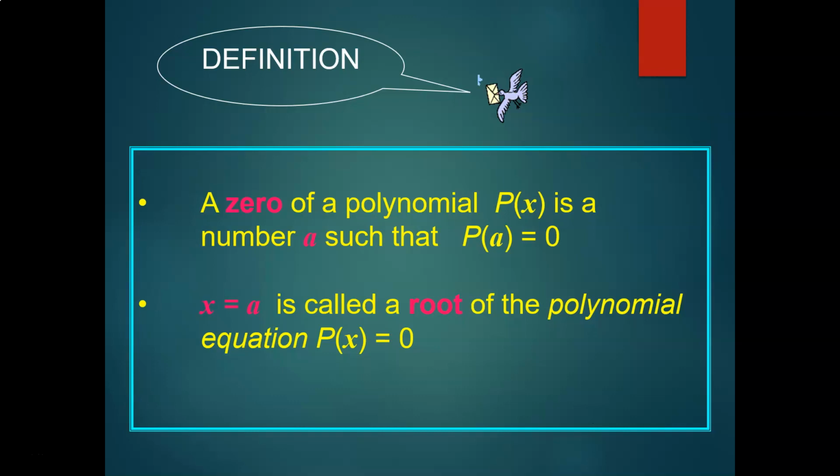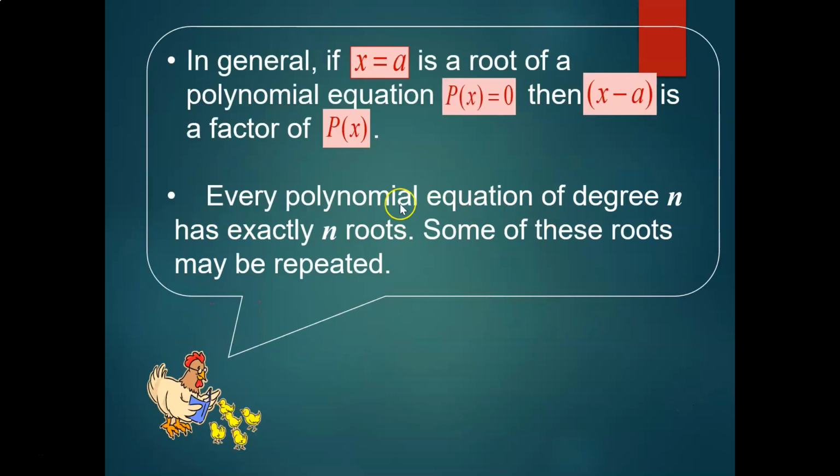Sebenarnya keempat-empat tu berkisar pada satu yang sama lah, yang polynomial. You boleh find factor from the remainder, you boleh find zero from the factor theorem, you can find root from the zero, macam tu. Okay, they are all related. In general, if x equal to a is a root of a polynomial equation P(x) equals 0, then x minus a is a factor of P(x). See, this is what I mean just now. They are all related. Semuanya berhubung kait.